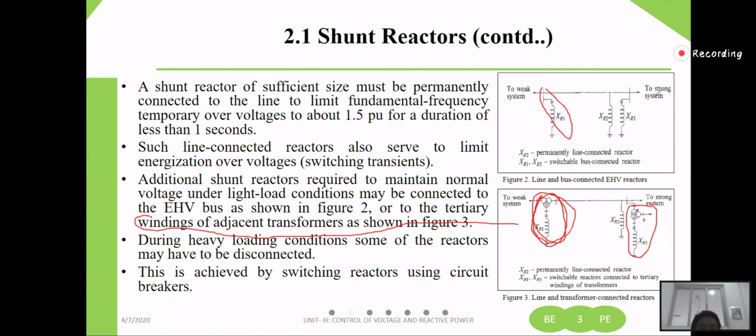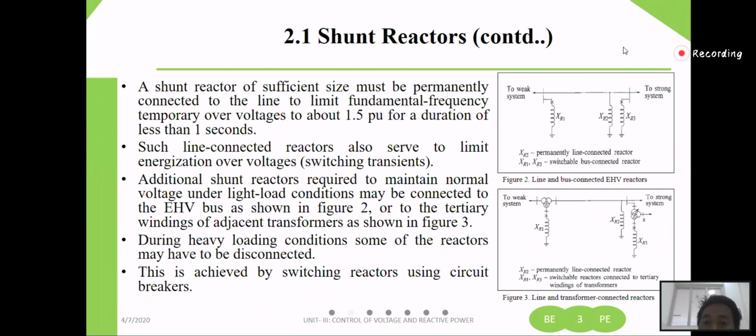Okay, so this we can achieve by, there will be some breaker. So achieve by switching the reactor using a circuit breaker. Okay, so this is how we can control the voltage. So you have known that during the Ferranti effect, your receiving end voltage will be greater than the sending end voltage, which is undesirable. So we want the voltage within the acceptable limit.